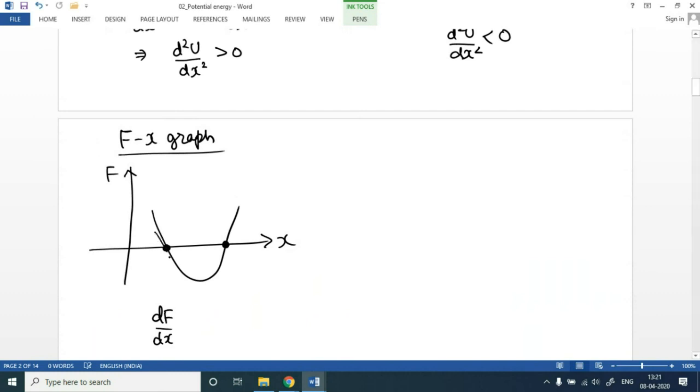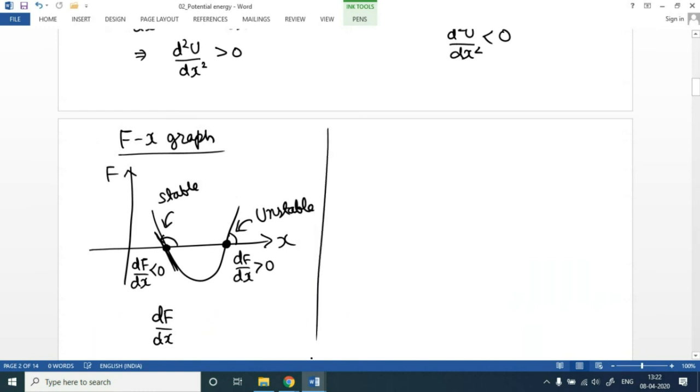So at this point over here, when we draw the tangent, we can definitely see that this angle is obtuse. So dF by dx is definitely negative, and at this position this angle is acute. So you can say dF by dx is positive. So definitely this is a stable equilibrium position, and this here is an unstable equilibrium position.